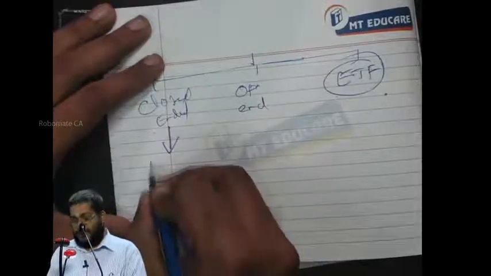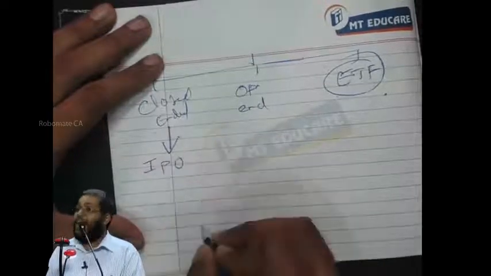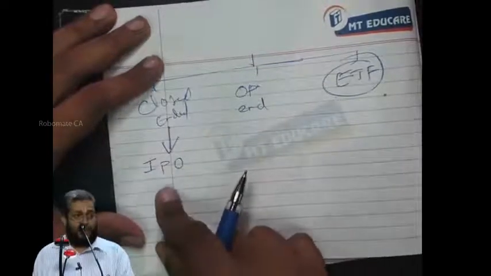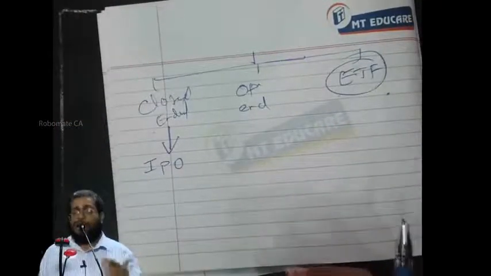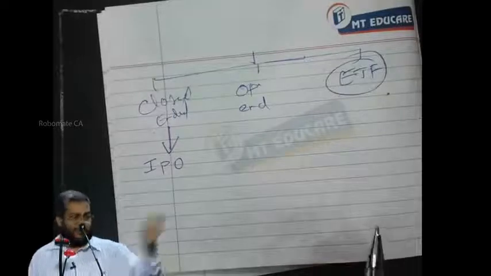So what happens? The fund issues units through an IPO at some face value. Say 1 crore units at 10 rupees. They may raise 10 crores. One small example.